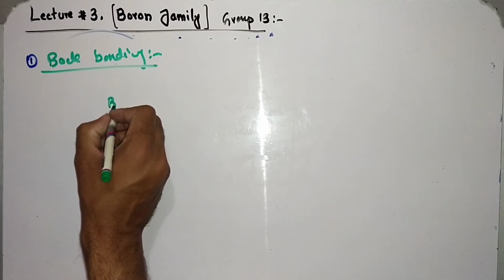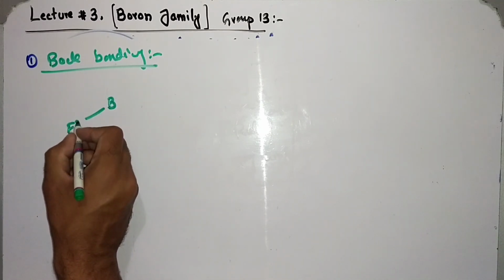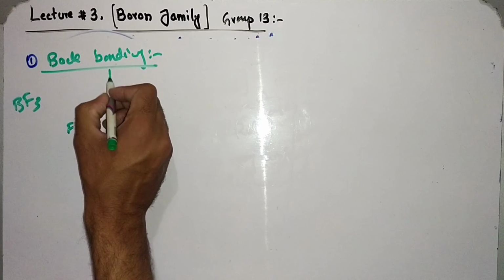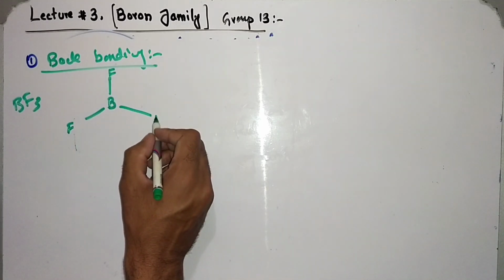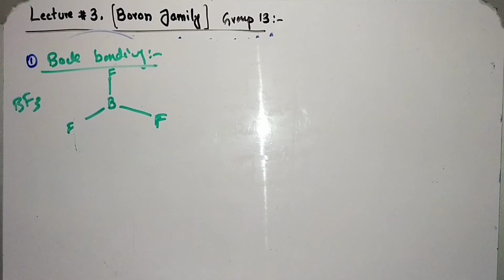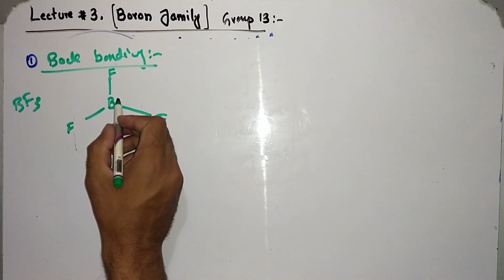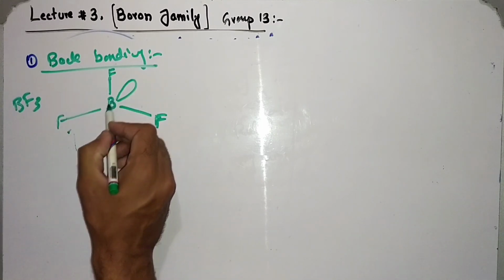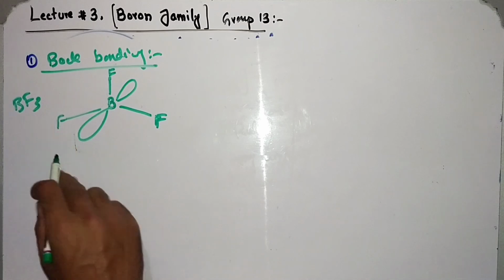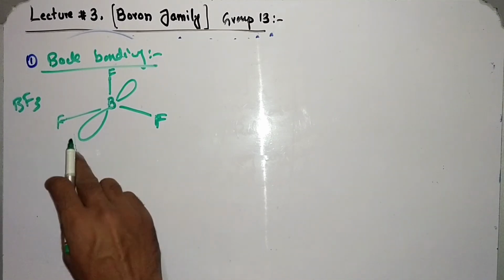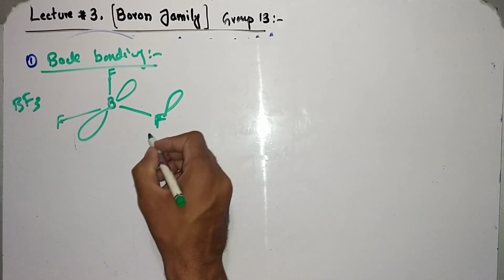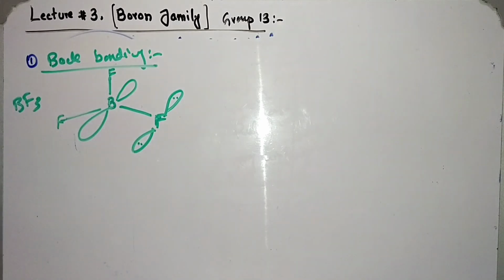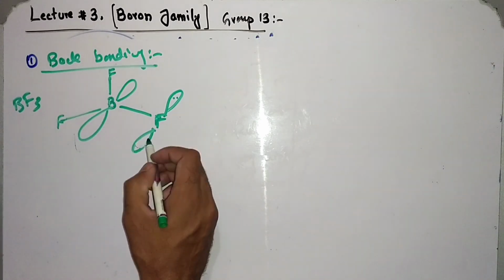Let's suppose this is the BF3 structure, and this is F. Here one vacant orbital of boron is present. Let's suppose this is the vacant orbital of boron. Due to this, boron is an electron deficient molecule. Also, a completely filled orbital of each fluorine is present, which has 2 electrons.